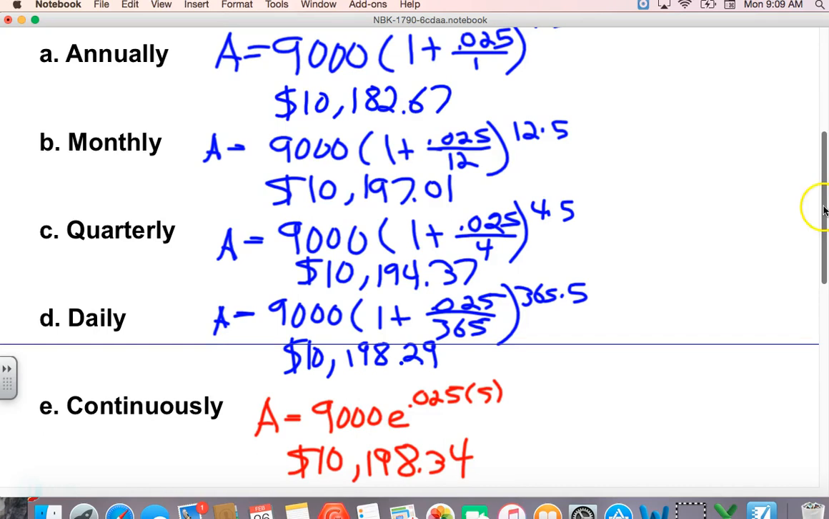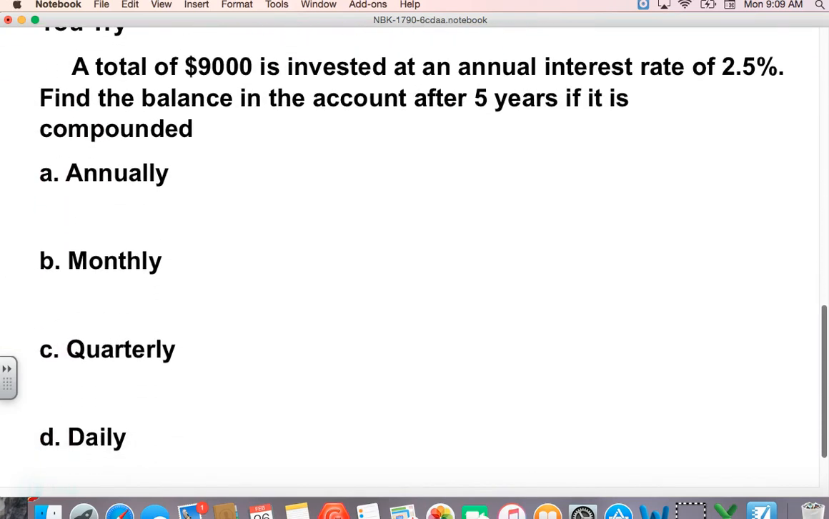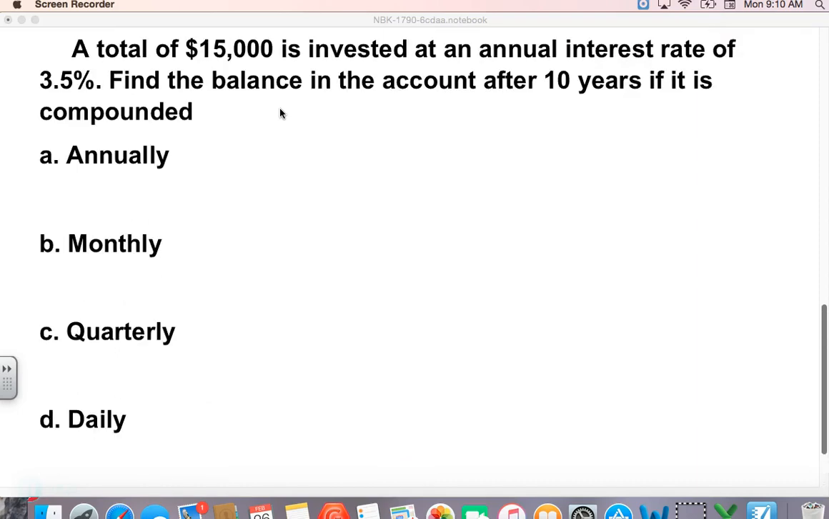All right, so let's practice. Let you guys try doing some of these with this problem down here. Actually, that's the exact same problem, so let me change it real quick. That's better. So let's do it with this problem right here. You've got $15,000 invested at an interest rate of 3.5%, and you want to figure out what's the balance after 10 years if you compound it annually, monthly, quarterly, daily, continuously. Give that a try, and you can check and see how you did.